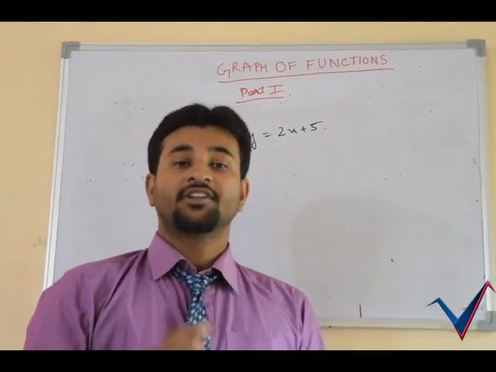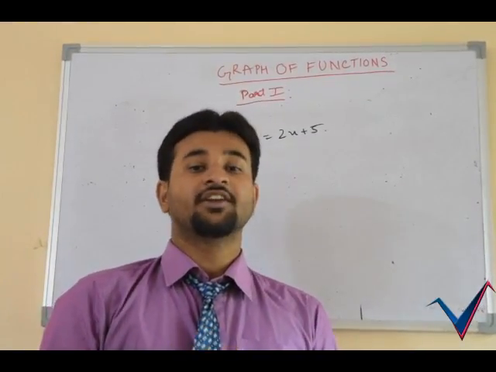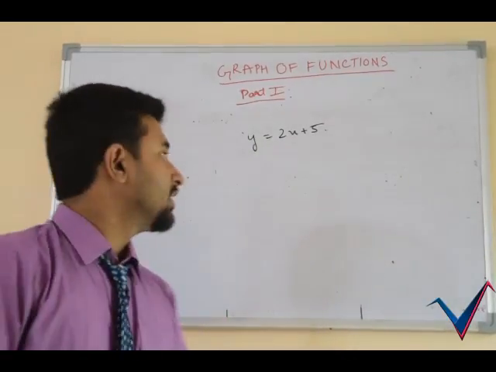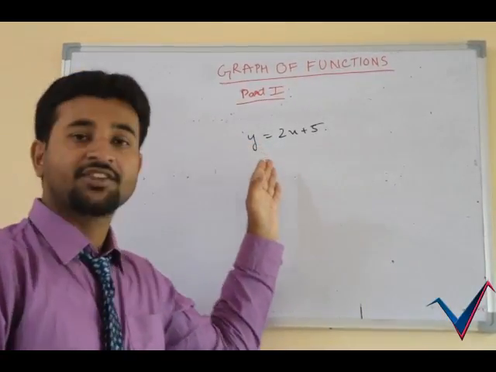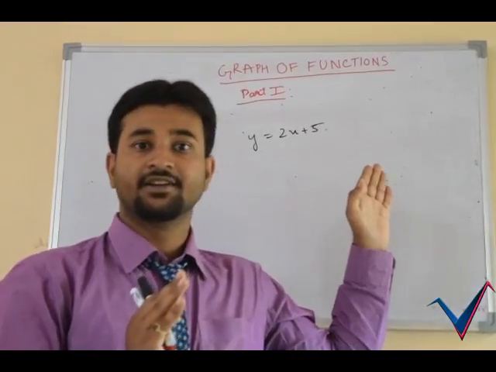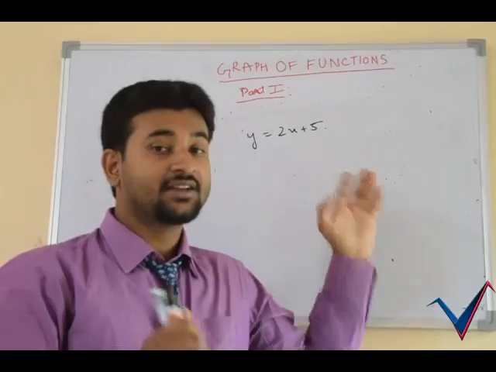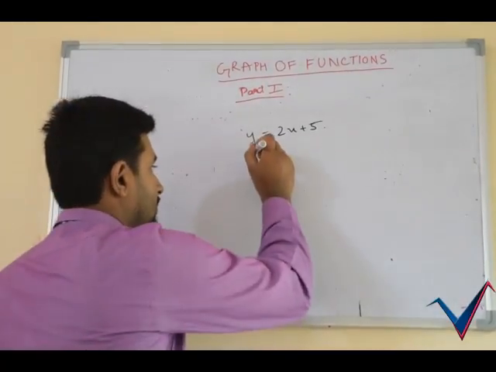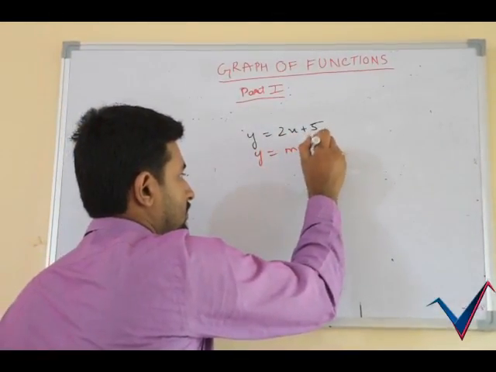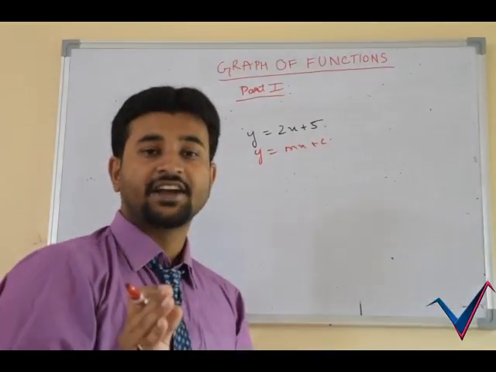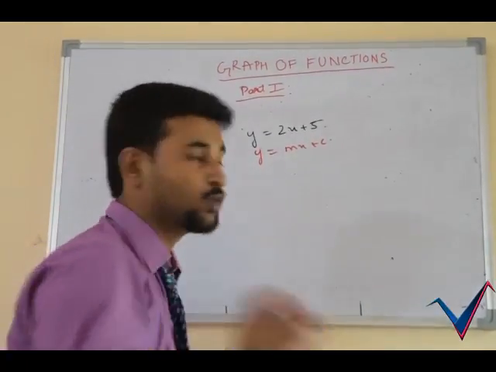What are the basic things you need to consider in order to plot the graph? First of all, this equation is comparable to which form we have studied? Isn't this equation comparable to y equal to mx plus c, where c is 5 and m is equal to 2?